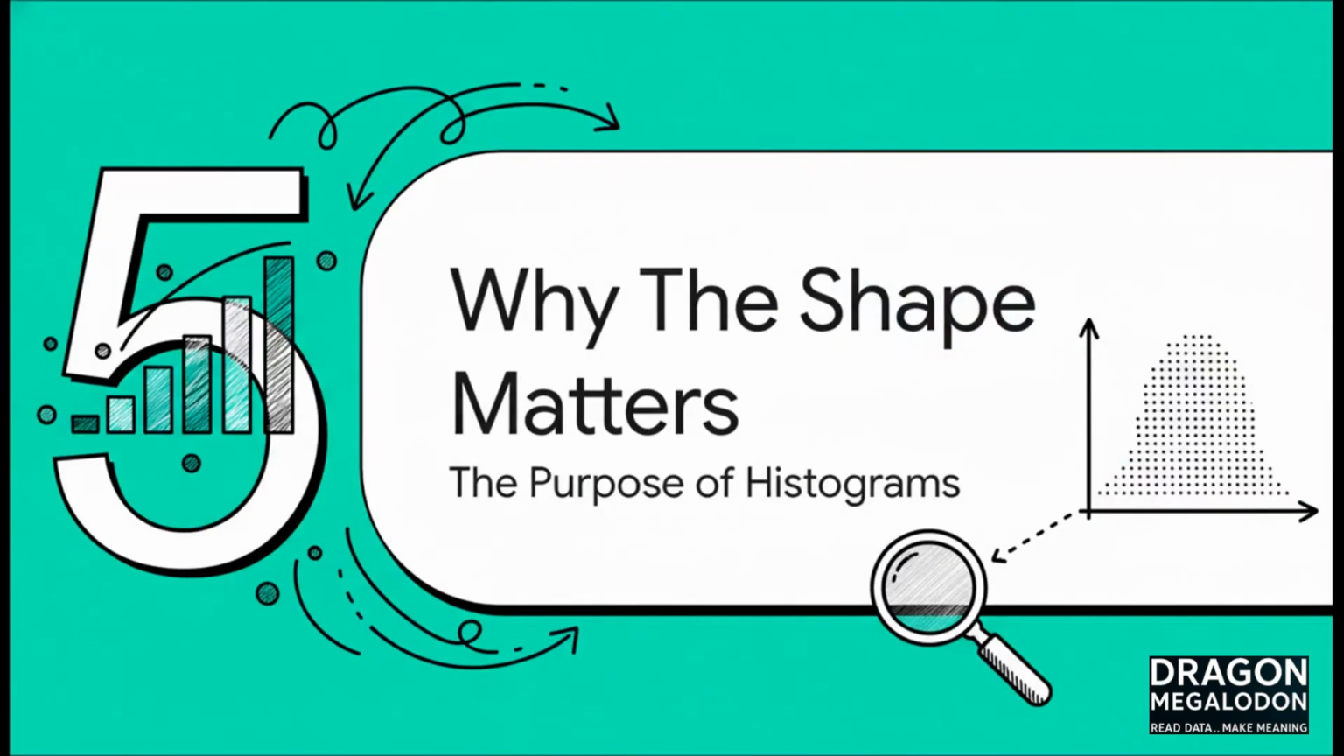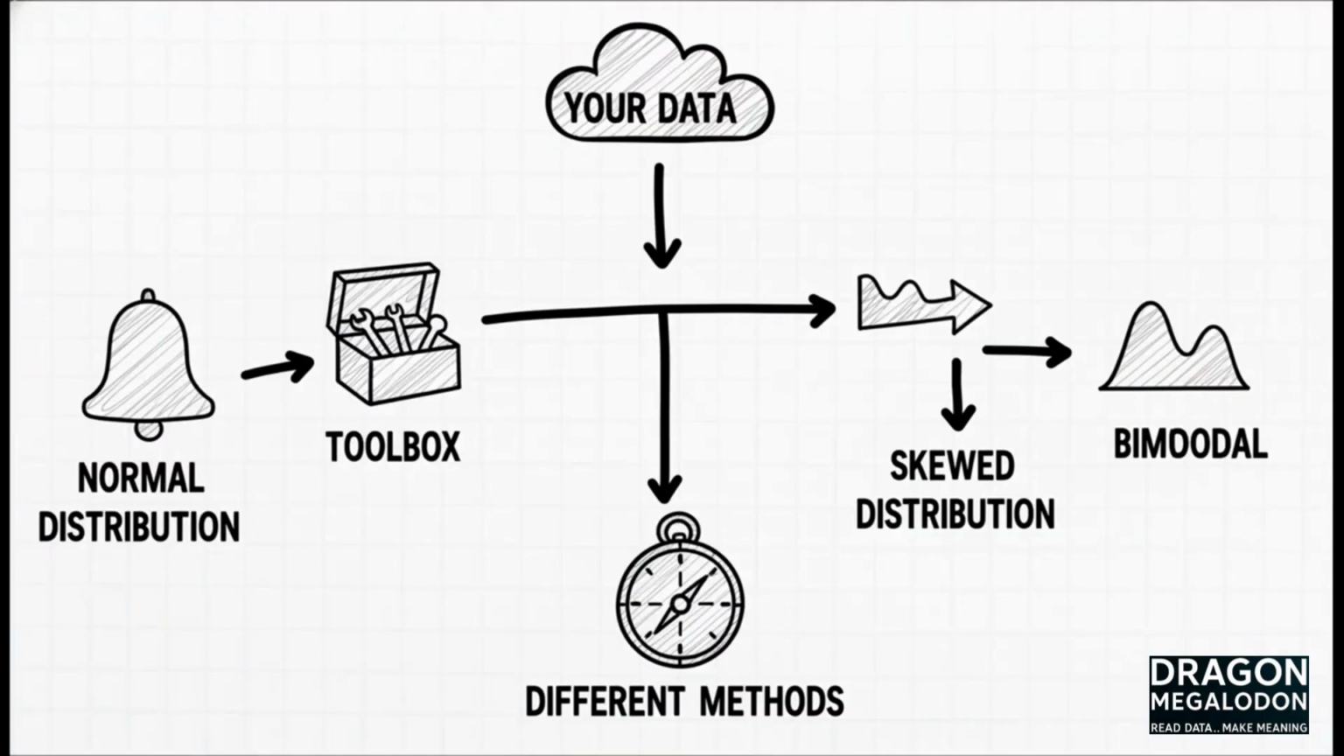Okay, so we've wrangled our data, we've found its shape, we've even spotted the weirdos. But so what? Why did we do all this work? I mean, who cares if it looks like a bell or a camel? Why does the shape really matter? It matters because that shape, that distribution, is basically a roadmap. It tells you exactly what you can, and more importantly, what you can't do next with your data.